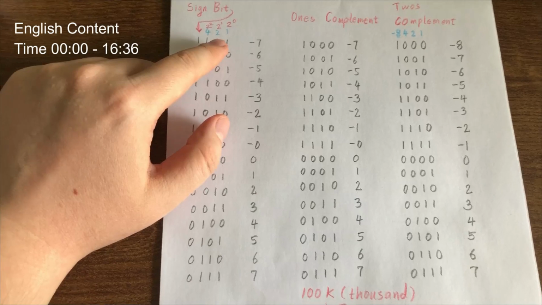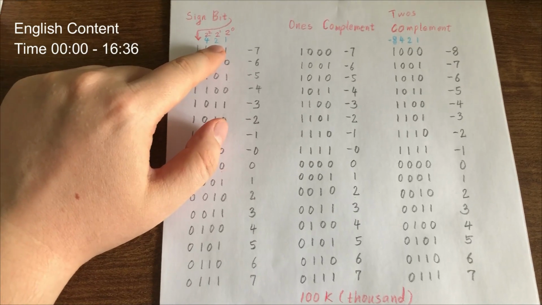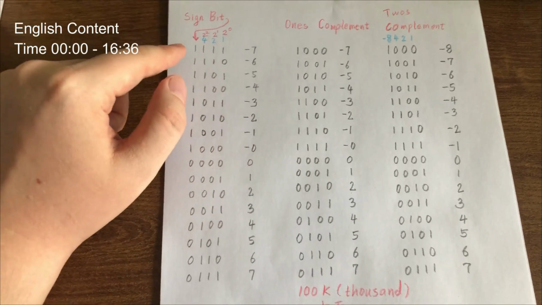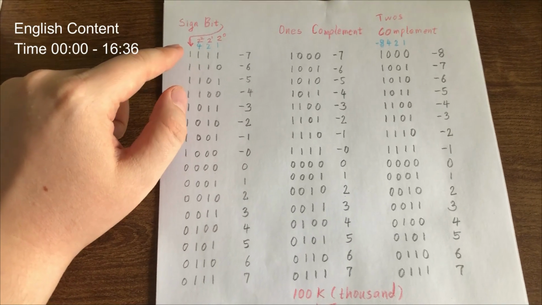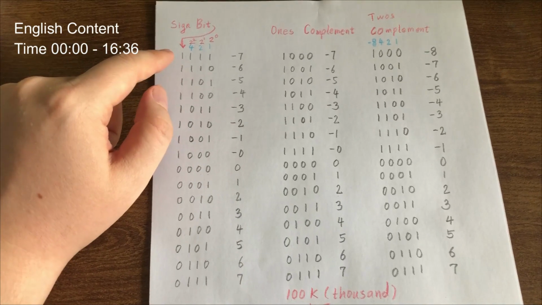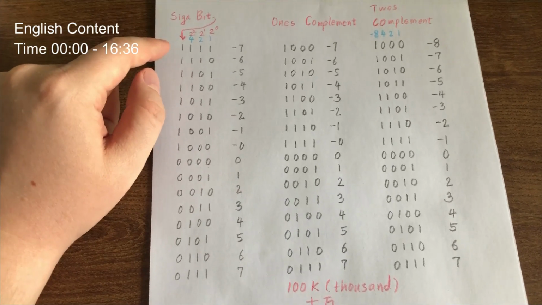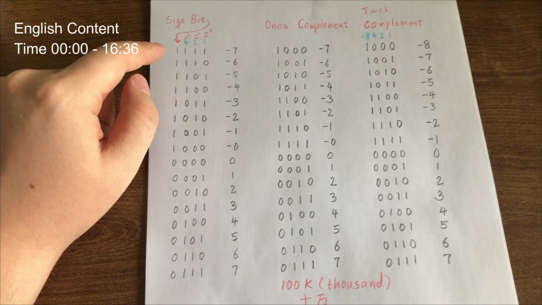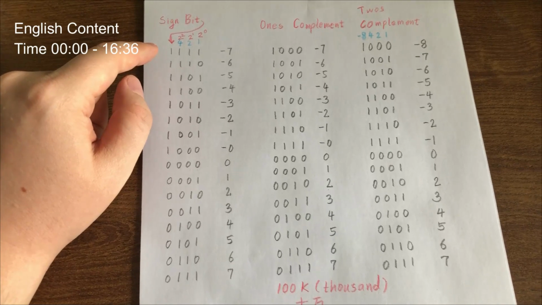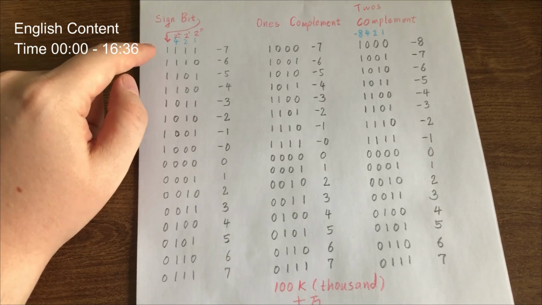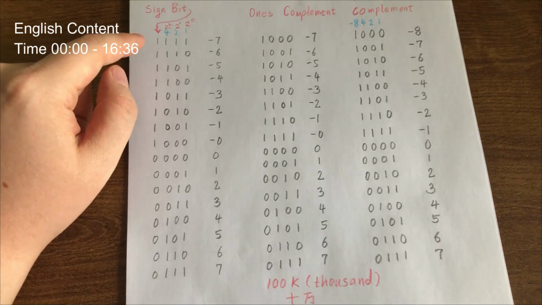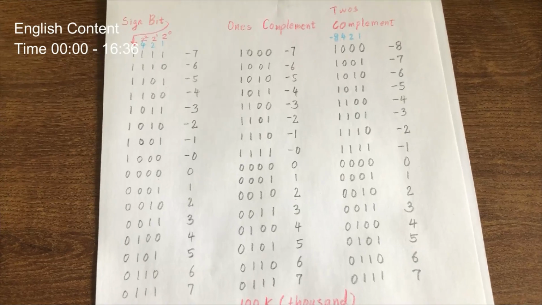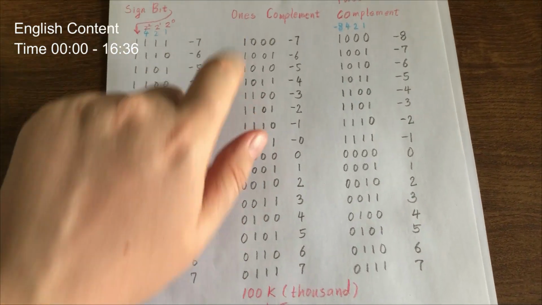Here the first digit is 1, the second digit is 2, the third digit is 4. The fourth digit is the sign bit. It's not representing any number, but it represents the negative or positive sign of this number. 1 represents negative, 0 represents positive. So here we made a ones' complement.